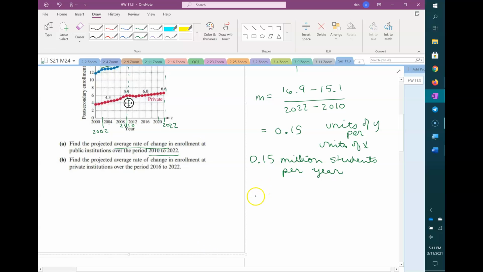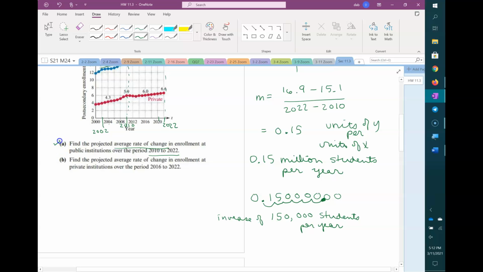So when you multiply by a million, you move the decimal place. Let's see how many places. Multiply by 10, 100, 1,000, 10,000, 100,000, a million. So the decimal goes here when you've multiplied by a million. And 0.15 million is the same number as 150,000 students per year. So that's the projected average rate of change, and in fact it's an increase, because we got a positive slope.